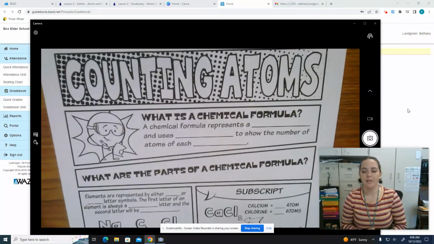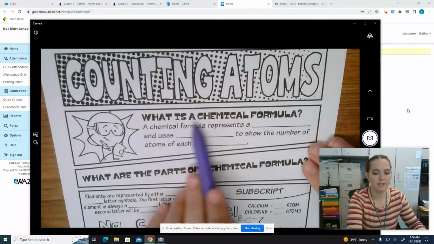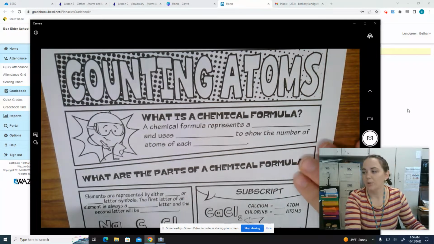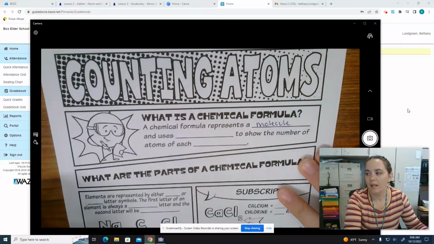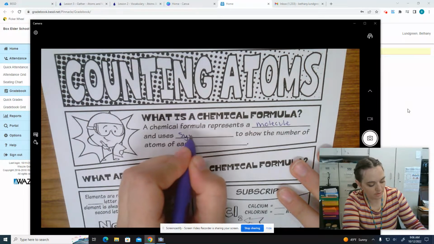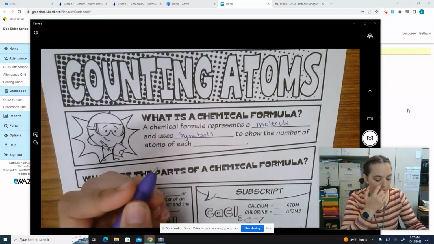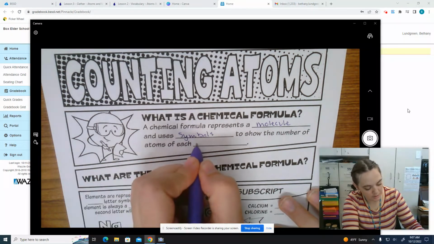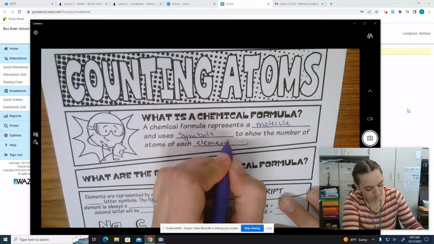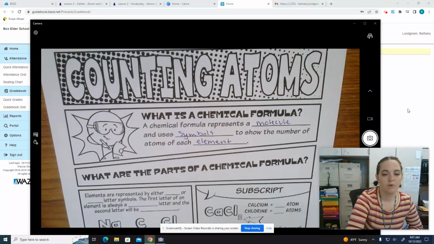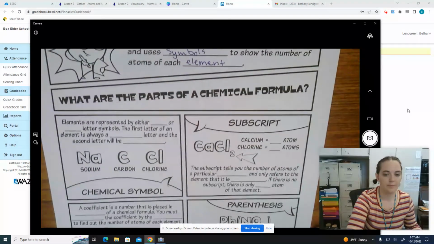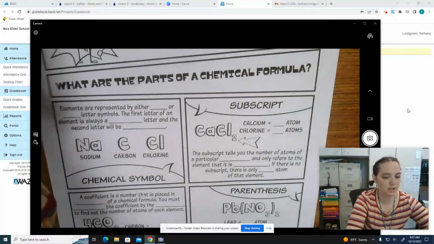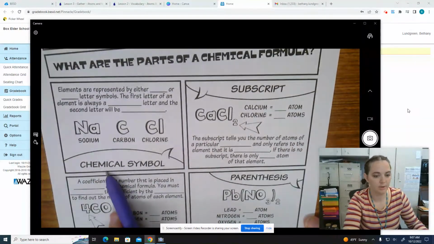Okay, now, counting atoms. What is a chemical formula? Well, a chemical formula represents a molecule and uses symbols to show the number of atoms of each element in that molecule. So what are the parts of a chemical formula? There are a couple different parts of a chemical formula. Let's start with the chemical symbol.